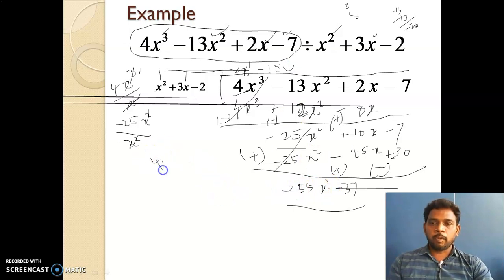So 4x minus 15 is the quotient, and 55x minus 37 is the remainder. I think everyone of you understood the division process now. Okay, so here in each stage we have to reduce one term.